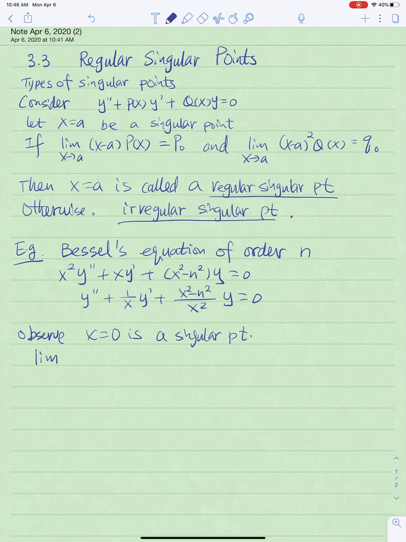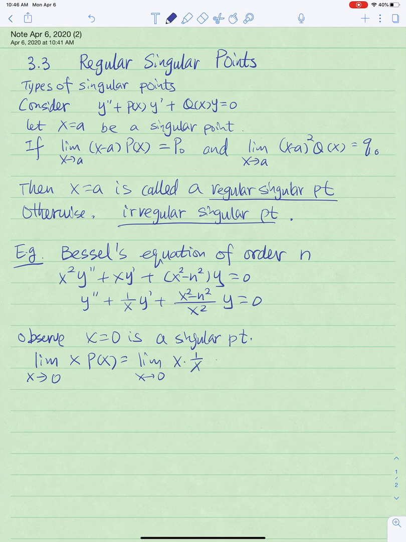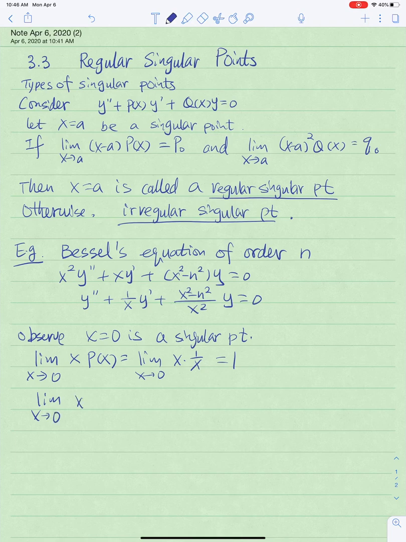So we're going to look at the limit as x approaches the singular point, which in this case is 0, of x times p(x), and p(x), remember, is the coefficient function of y prime, so we have x times 1 over x. That equals a number. So the first condition is satisfied. Then we look at the second limit. It is (x minus 0) squared times q(x). And we see x squared cancel, and when x approaches 0, this is negative n squared. So it's a number. And because both conditions are satisfied, then we say it is a regular singular point.